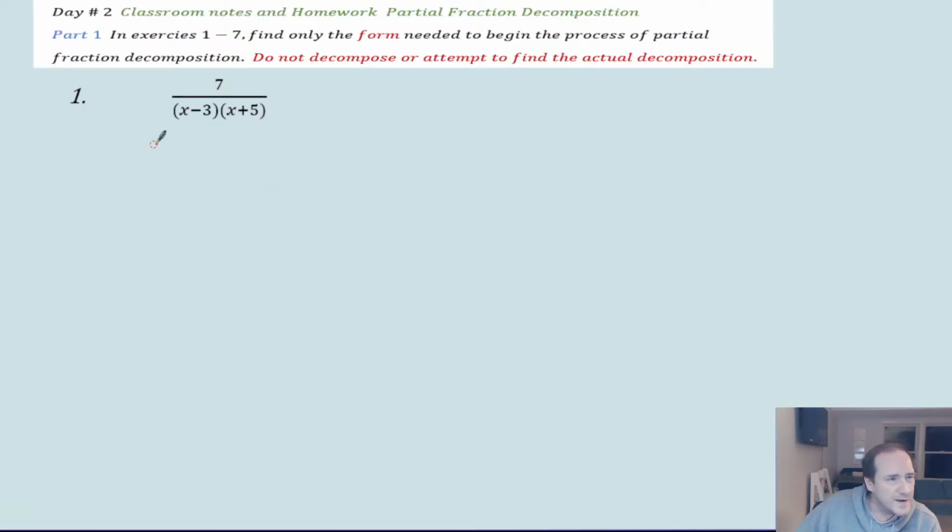We're done. I think I said I would do these, though, and I will, because I don't know if we'll do these in class. This one's quite obvious. All you have to do is decompose this. You're just telling me how you'd set the problem up. So this would obviously be a over x minus 3, b over x plus 5. If you do not understand that, may God have mercy on your soul. Come see me for extra help. Okay? Next.